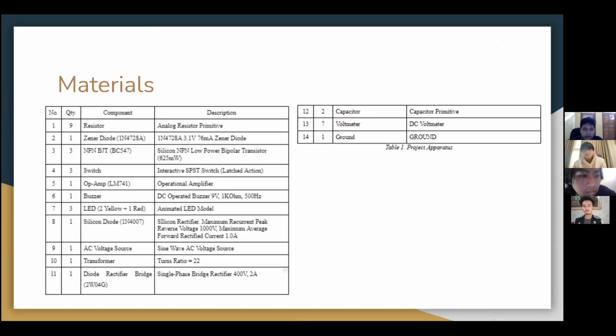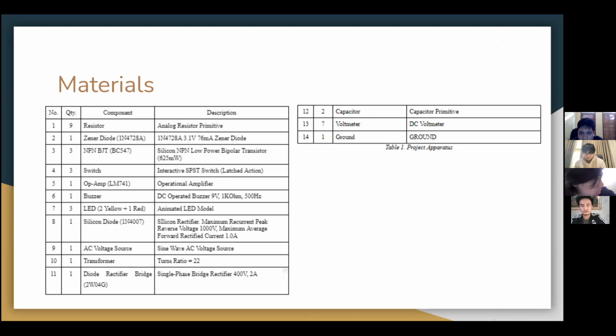Okay, so I'm going to explain about the materials that are used in our project. So first, we utilize 9 resistors in our project. These resistors' resistance varies from 100 ohms to 10 kilo ohms depending on the circumstances. We also use Zener diodes. A Zener diode itself is basically a special type of diode that is designed to allow current to flow backwards when the threshold voltage is reached.